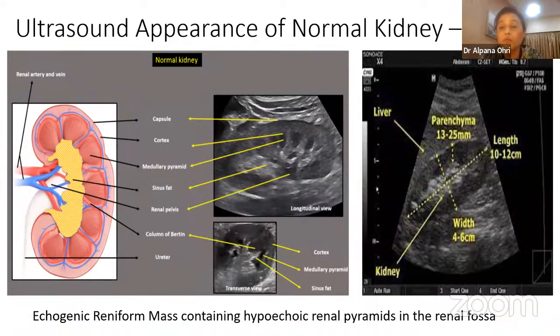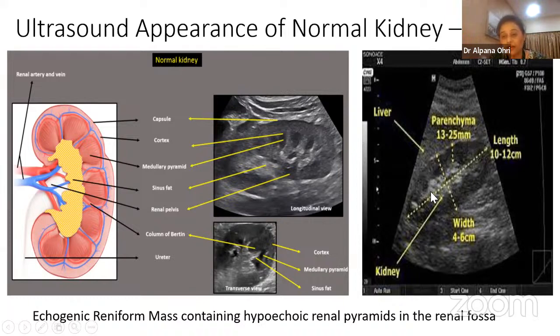The second topic, which I have stressed earlier, that we must know a lot about is sonography, because we are not relying on histology to differentiate the various kinds of dysgenesis. We are relying on sonography. So here we know that in general, kidneys on sonography are seen as echogenic reniform masses containing hypoechoic renal pyramids in the renal fossa.